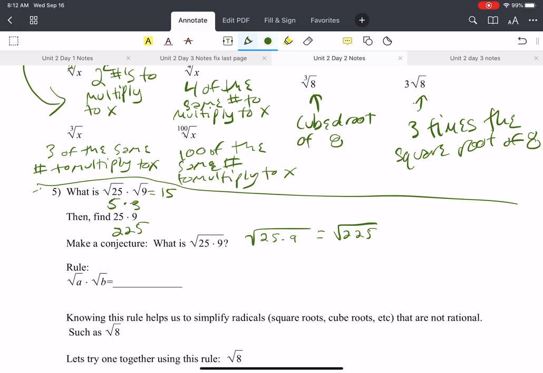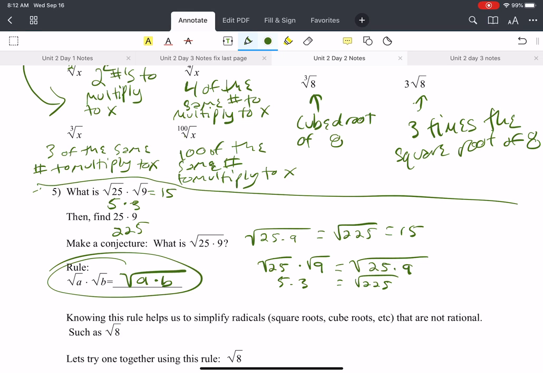15. So basically what I'm trying to show you here is that if it's the same type of radical, then I can split that radical up over multiplication, because 5 times 3 is the same thing as the square root of 225. So here's our rule. The square root of A times the square root of B is the same thing as the square root of A times B. We talked about this a little bit the other day when we did imaginary numbers. Remember how I could take the square root of -1 out of the radical?